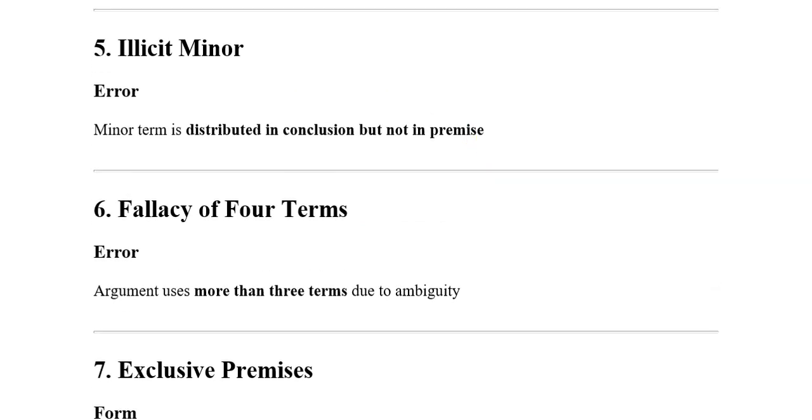Illicit minor happens when the minor term is distributed in the conclusion but not in the minor premise, whereas illicit major happens when the major term is distributed in the conclusion but not in the major premise.